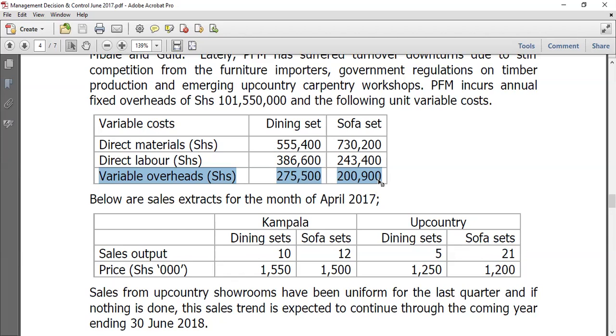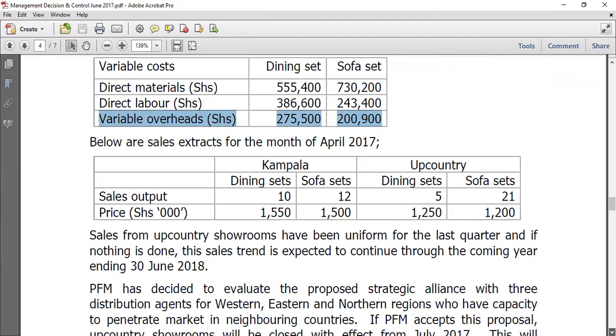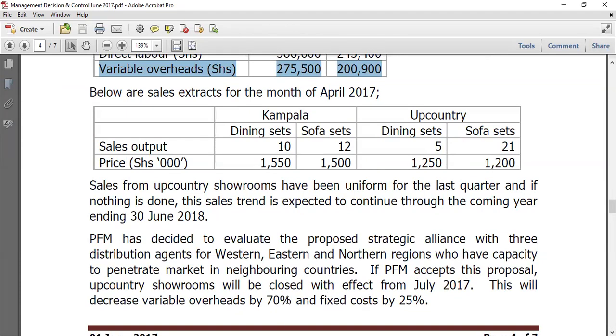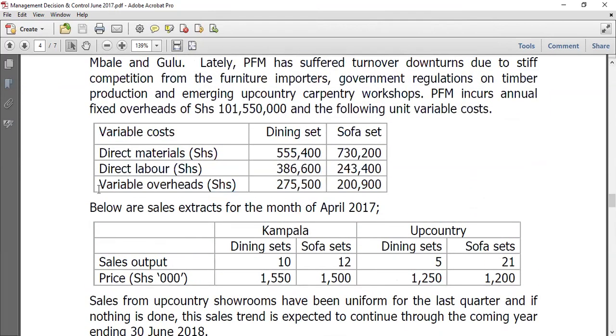I beg your pardon. You're saying that when they say variable cost or variable overheads, you only apply on? I'm saying variable costs and variable overheads. Okay, like variable overheads are part of variable costs. But some students get confused when they see that variable overheads will decrease by 70%. They want to apply the 70% even on the direct materials as well as the direct labor. Yet it's only applying to the variable overhead. You get it? Yeah. So that's the first.